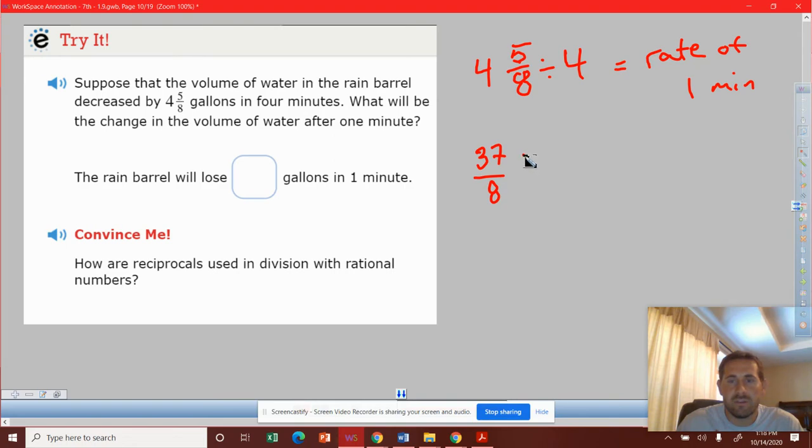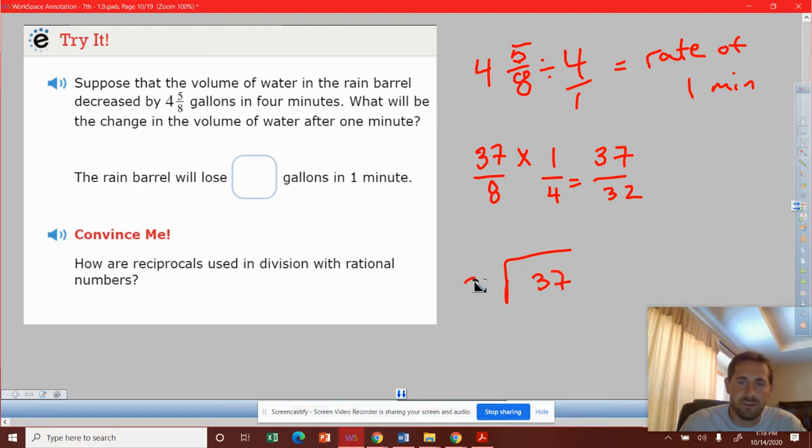And then we're going to change the division to multiply, and then that's going to be, it would have been the fraction 4 over 1. We're going to change it to 1 over 4. So we're going to get 37 over 32. And now we could do our long division. Here's our 37. Here's 32.